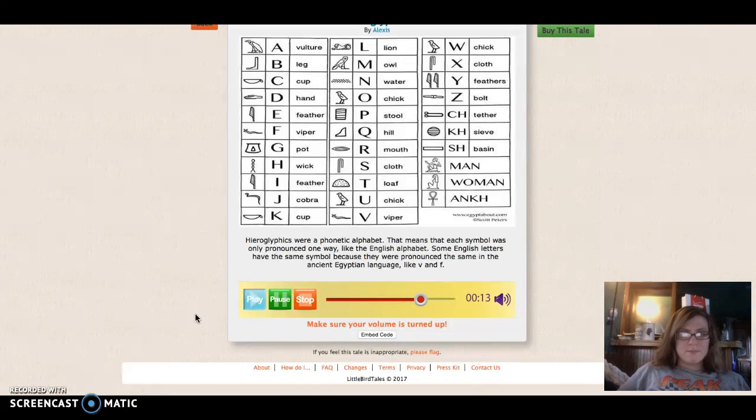Hieroglyphics were a phonetic alphabet. That means that each symbol was pronounced only one way, like the English alphabet. Some English letters have the same symbol because they were pronounced the same way in ancient Egyptian, like V and F.